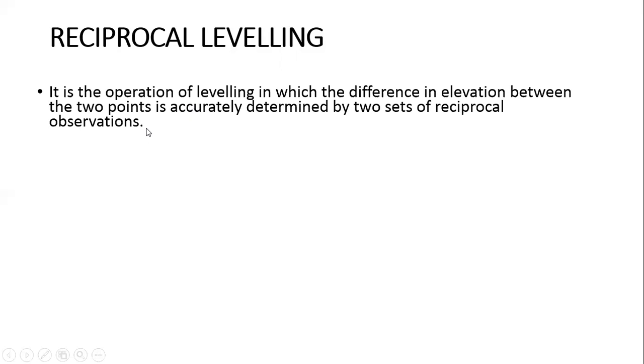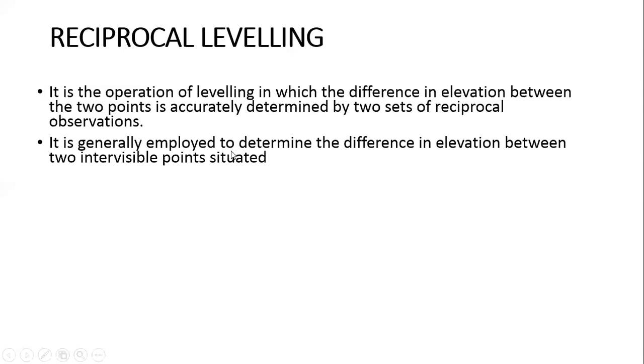Now last time we discussed that if you set your instrument exactly midway between the 2 points, then errors are automatically eliminated. Now in some situations, it is not possible to set your instrument midway between the 2 points. Suppose that we have a wide river in between the 2 points. So we are not able to set the instrument exactly midway between the 2 points. In that case, we have to perform a special type of leveling that is called reciprocal leveling.